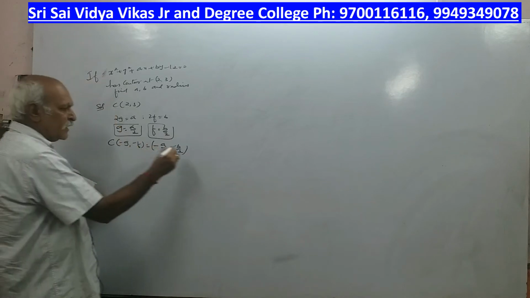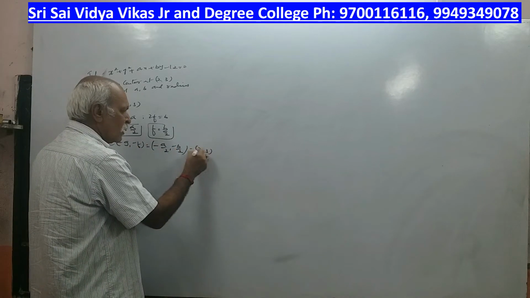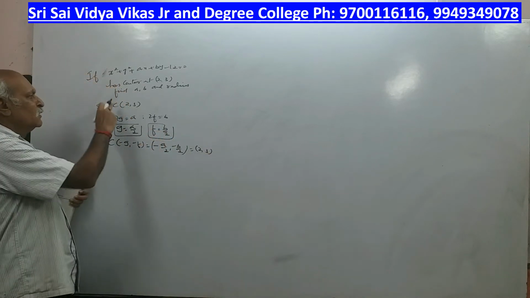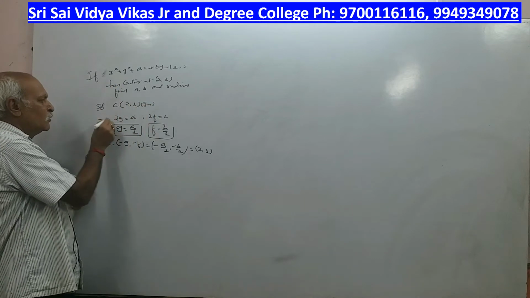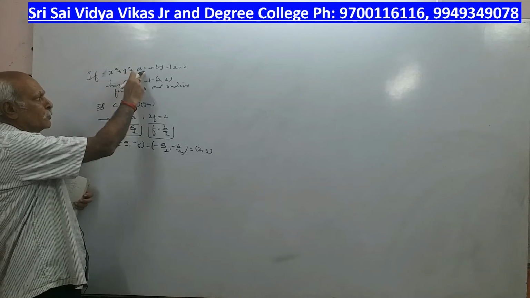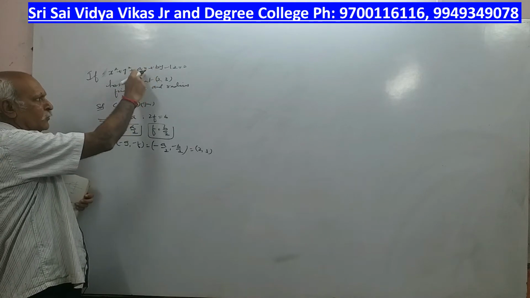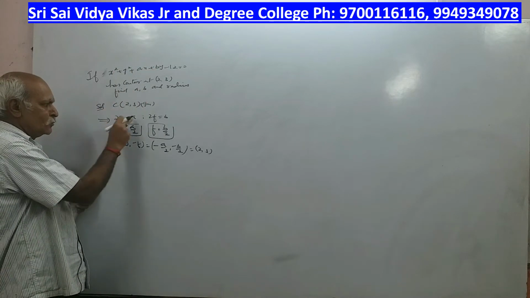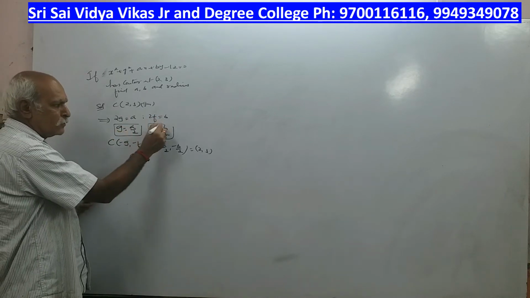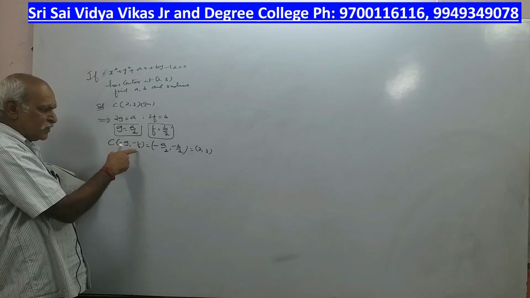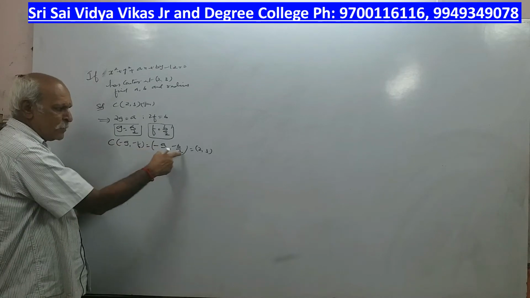But what is the center he has given? 2, 3. So what we have done? The center is given, and for the circle 2g is equal to a, 2f is equal to b. The x coefficient is 2g, the y coefficient is 2f. So g is equal to a by 2, f is equal to b by 2. The center is minus g comma minus f. So minus a by 2 comma minus b by 2.